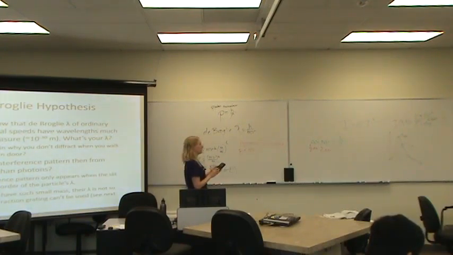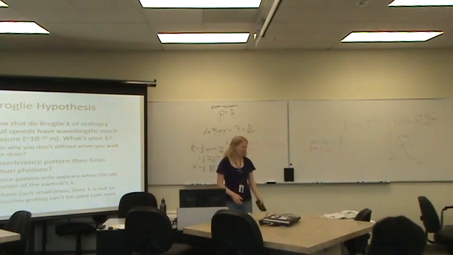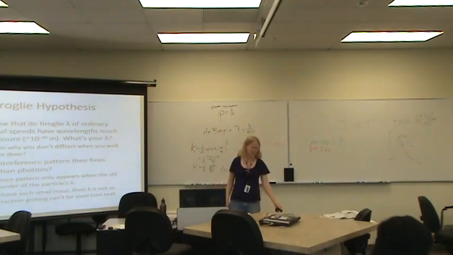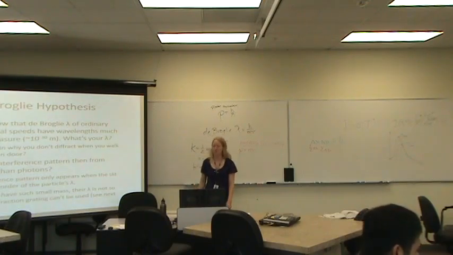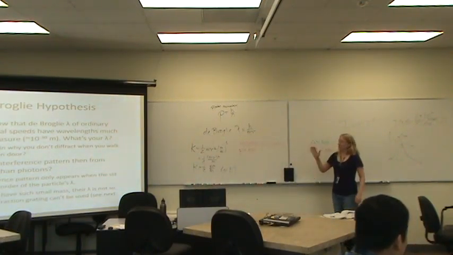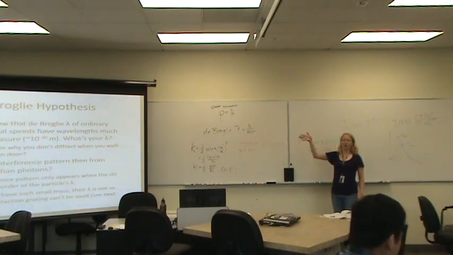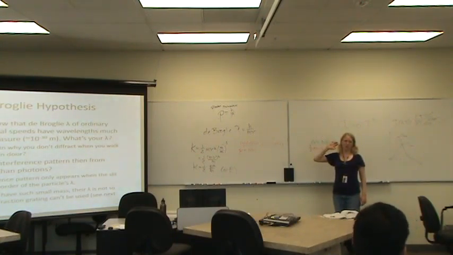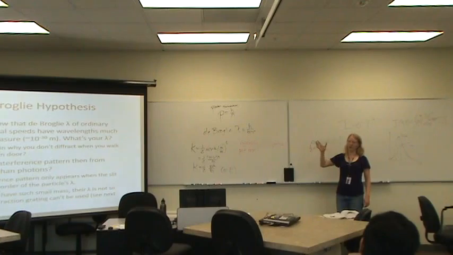So you want to go even slower. If you're just standing here, you could diffract, but you're not going anywhere. It's a very strange concept. So we as people, cars, planes, whatnot, we're not going to be able to diffract big objects.